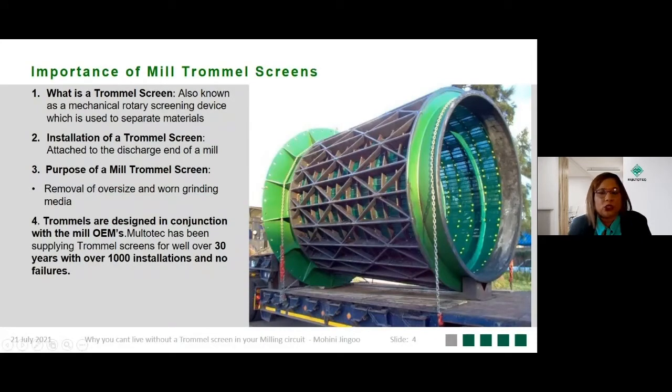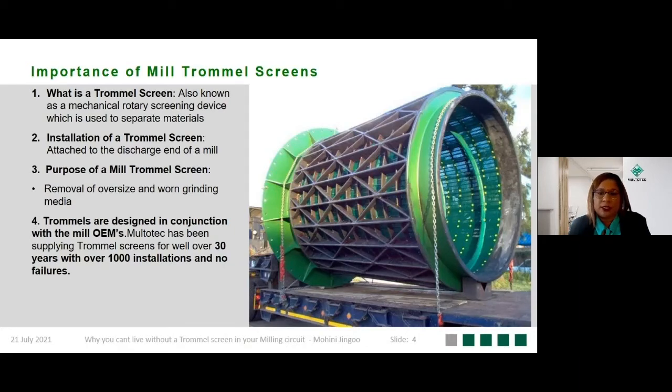Okay, let's go, ladies and gentlemen. We'll talk about the importance of the mill trommel screens. A trommel screen is also known as a rotary screen. It is a mechanical screening device which is used to separate particles. The word trommel comes from German, which means drum. The trommel screen is most commonly used in the solid waste and mineral processing industries. But for purposes of this training, we are going to stick to the mineral processing industry.